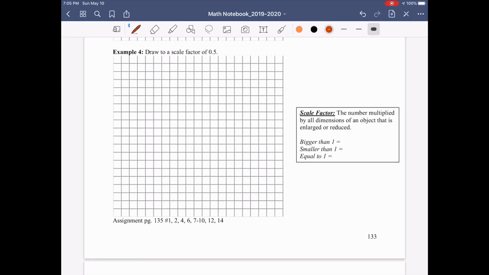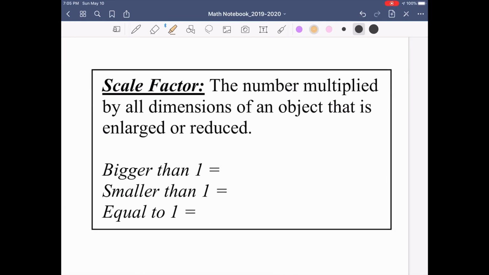This one says draw to a scale factor of 0.5. Now we haven't talked about the word scale factor yet. That's right here on the side, the definition of scale factor, which is probably the most important definition in the whole chapter. A scale factor is the number that you multiply by all dimensions of an object that's either enlarged or reduced. So when we enlarged an object twice its amount, its scale factor was 2. When we reduced it by half the amount, the scale factor was half, or 0.5.